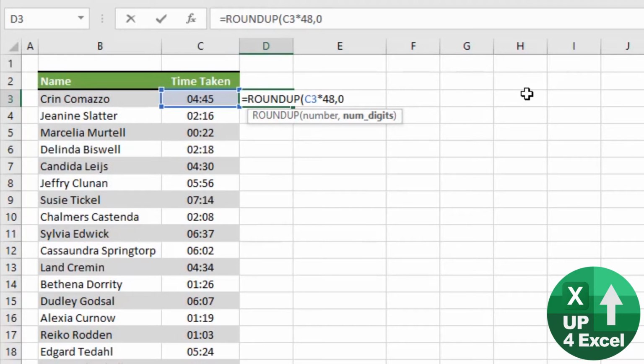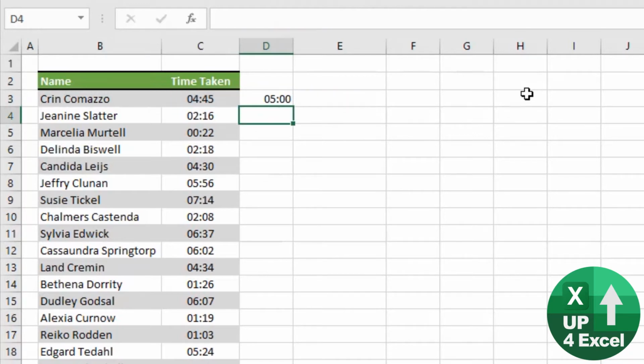So we multiply up by 48 and then round it to no decimal places, and then after we've rounded it, we divide it back down by 48. That's how we've achieved a rounding to the 48th of a day, which is half an hour.